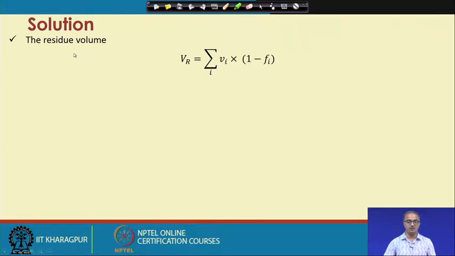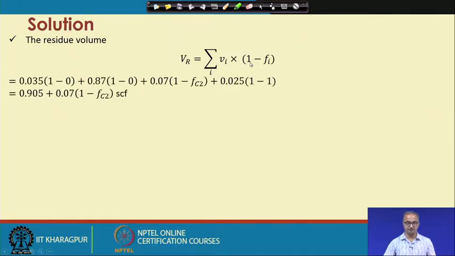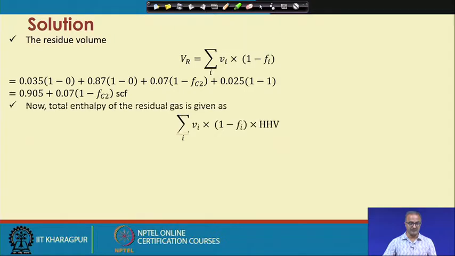Now, the residual volume, that is the volume which is going with the gas, is obtained like this. We are summing up the partial volume times 1 minus recovery, that is the fraction which is going with the top gas. So, we plug in the values of all these things and we get this particular residual gas volume in terms of the unknown for the recovery of the ethane.